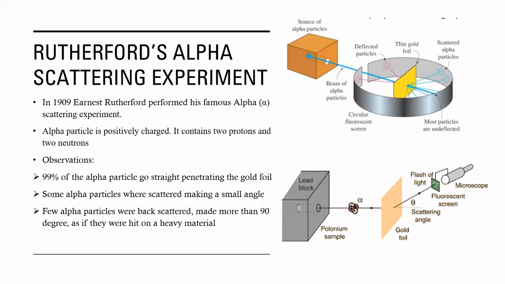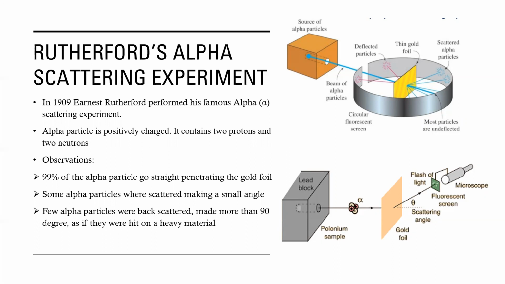So two protons have two positive charge and two neutrons are neutral. So it contains two units of positive charge and the mass of the particle will be almost four times the mass of a proton because neutrons and protons have similar mass. So there are two protons, two neutrons. So you can also assume an alpha particle as a helium nucleus.